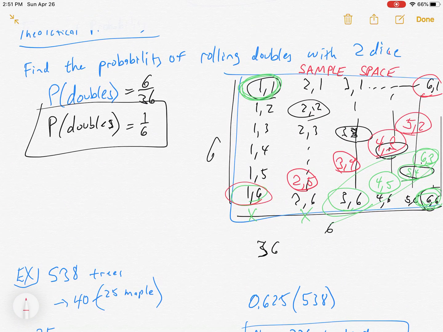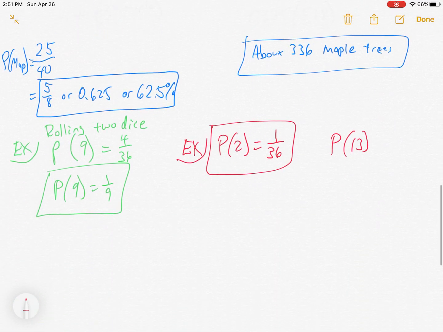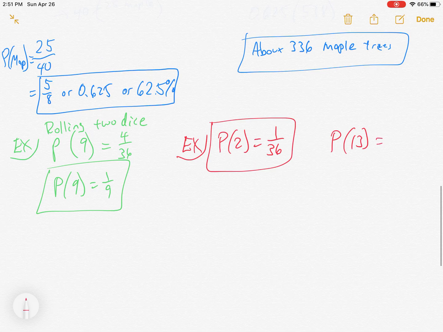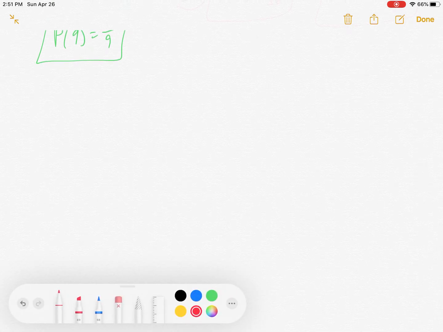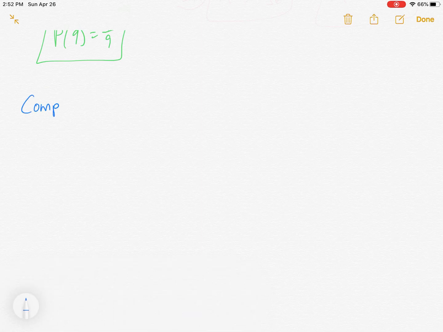The next one, same instructions, but they say the probability of rolling a 2. Well, I mentioned that a second ago. There's only one way to get a 2. It's a 1 and a 1 out of 36. And finally, the probability of getting a 13. Let's look. The biggest would be 6 and 6. That's only 12. There's no way to get 13. This is 0 out of 36. 0% chance of rolling a 13. So don't count on that.